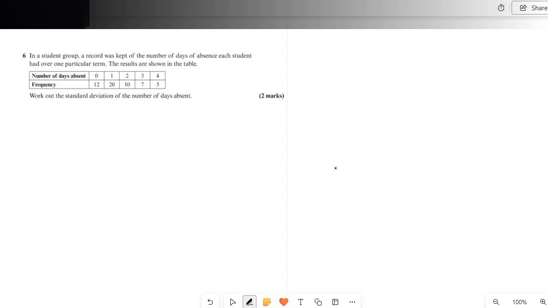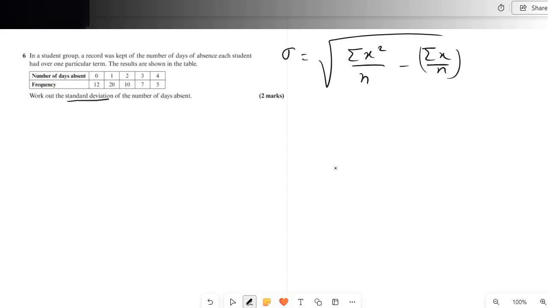The results are shown in a table. So we have numbers of days absent and their corresponding frequency. We have to work out the standard deviation of the number of days present. And if you remember, standard deviation was the square root of the variance, which was summation of x squared divided by n minus summation of x divided by n, whole squared.